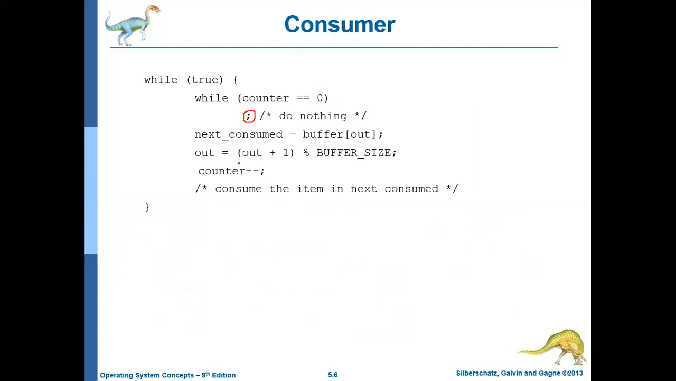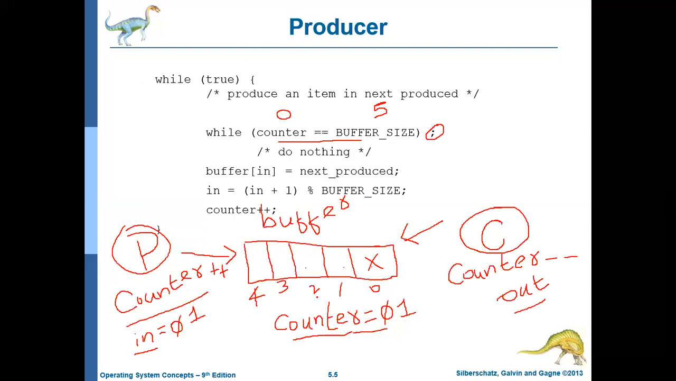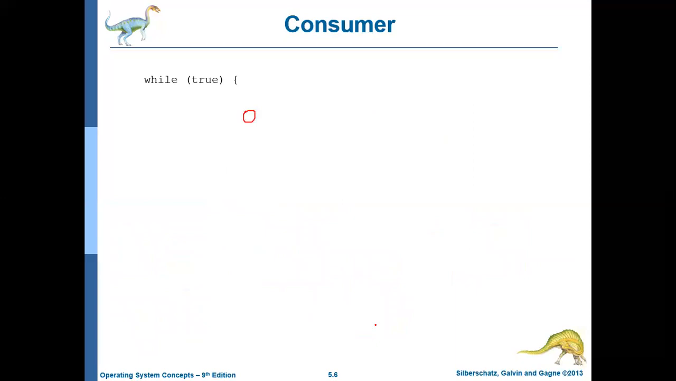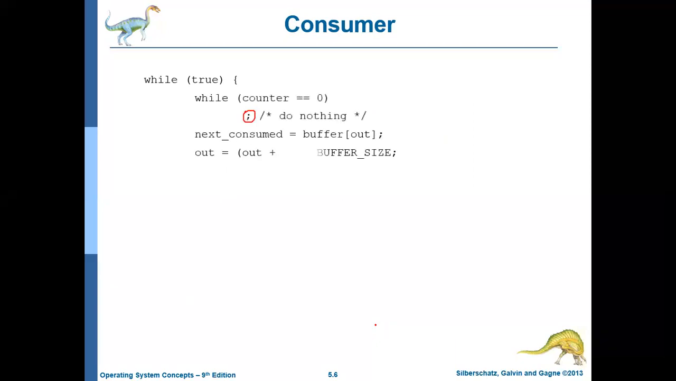Okay. Based on the previous case, we know counter is 1. That is, the producer has added one item into the buffer. So counter is not 0. As counter is not 0, it will come in. Then next consumed is equal to buffer of out. Out is a local variable which is maintained by the consumer. Initially out value will be 0.